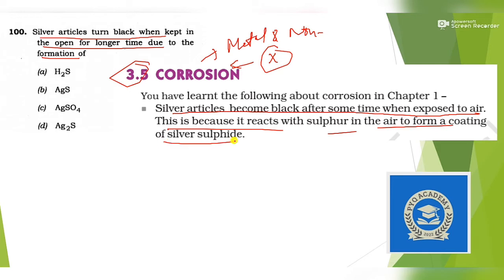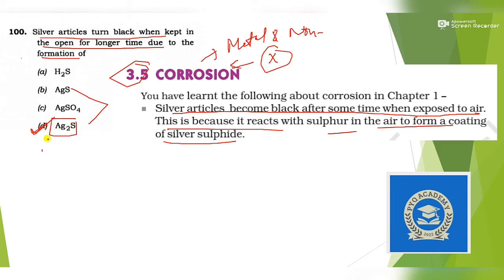Okay, silver sulfide. So you can see here there are two options related to silver, that is Ag. So here you need to know the formula, which is Ag2S. Okay, sulfur has valency two, so it is Ag2S. So our answer is option B, not AgS.